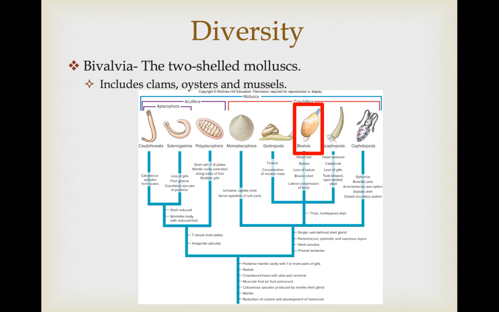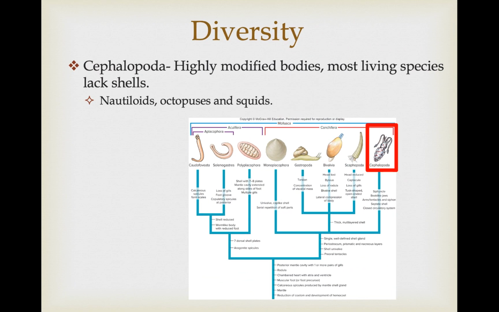We'll also investigate the bivalves. These are the two-shelled mollusks. That's what bivalvia actually means. It includes clams, oysters, mussels, some of the best eating of this group. And mollusks also include the cephalopods, the most derived as far as their bodies go, highly modified bodies. Most living forms lack shells except for the nautiloids. There are only a few species of nautiloids that live currently. There is an old fossil record associated with the nautiloids. It used to be a much more diverse group. But today, most of the cephalopods that you see are represented by the octopuses and the squids.